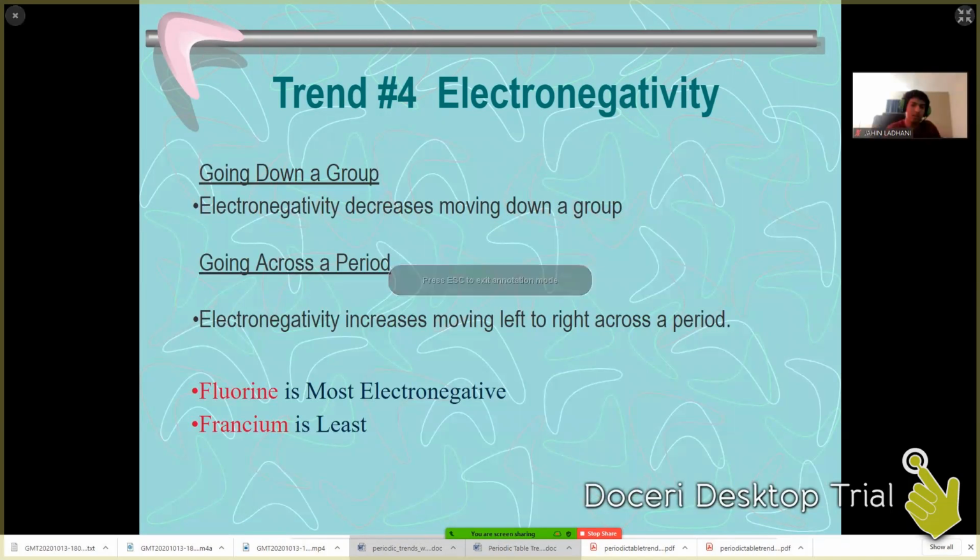All right, so fluorine is the most electronegative with the value of 4.0. Francium is the least. And our trend, once again, was increasing as you go up a group or across a period.